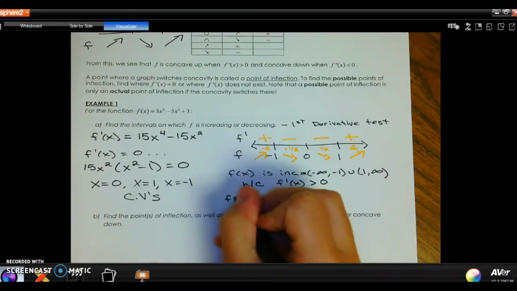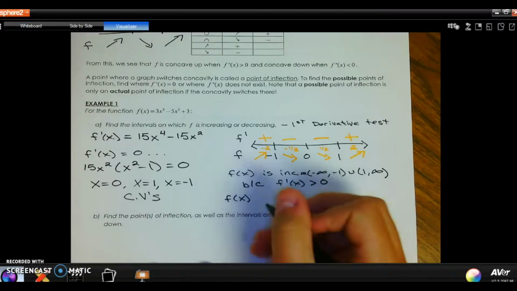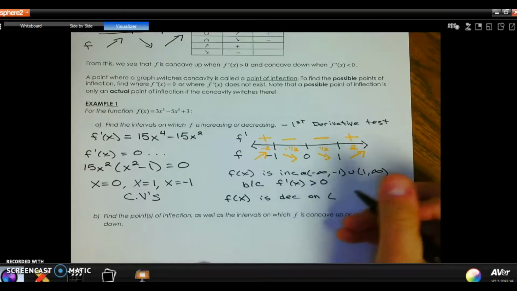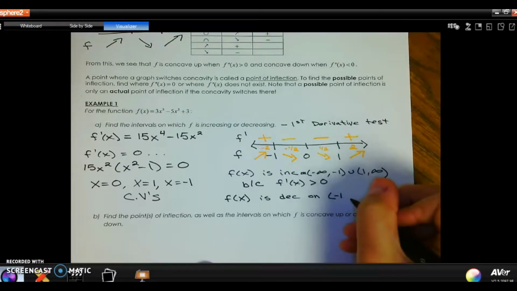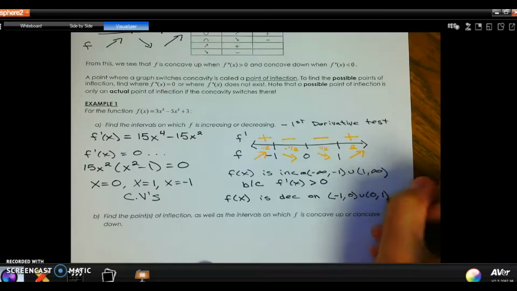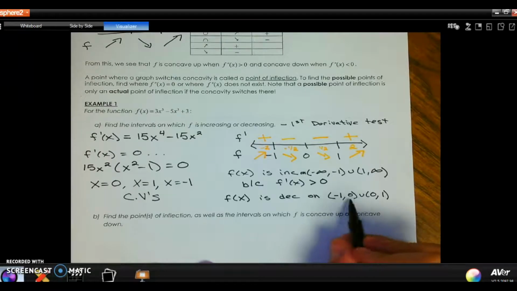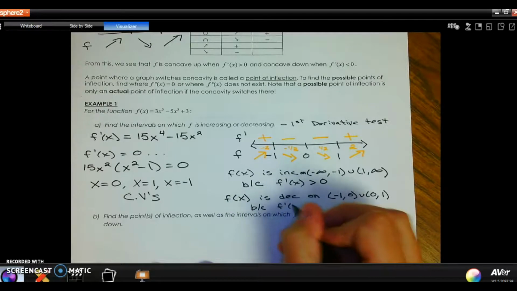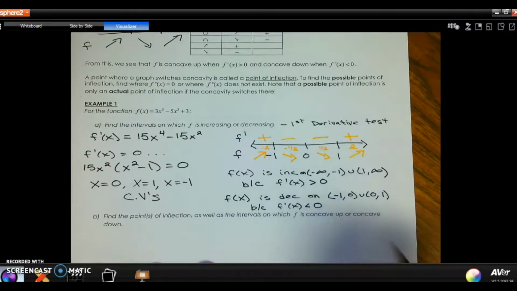And then the next concluding statement I can make is that f of x is decreasing on the interval negative 1 to 0, union 0 to 1. I like to keep those separate just so that you know something was going on at 0, right? Like the derivative was 0 at 0, so I like to keep those separate there. And again, my justification there is because the derivative was negative or less than 0. So there's my concluding statement, and again, that's exactly what we did last class. So there's kind of a review.